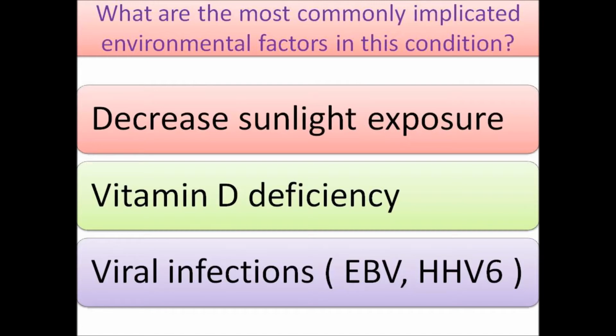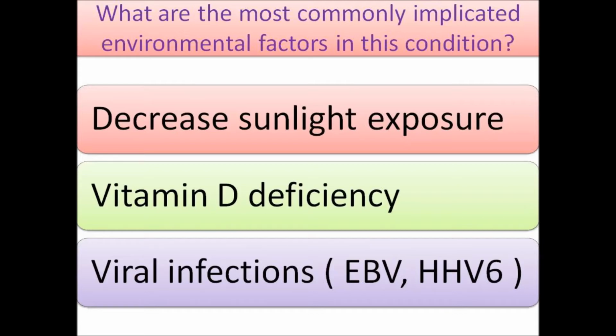But the most important environmental factors include, first, a decrease in sunlight exposure. And this was suggested from the fact that multiple sclerosis is much more common in cold countries, in the temperate zones, and the prevalence decreases towards the tropical areas. This has led to the second factor, which is vitamin D deficiency. Most patients, or a great majority of patients with multiple sclerosis, are deficient in vitamin D, but we don't know the mechanism or if there is any relation between demyelination and vitamin D deficiency.